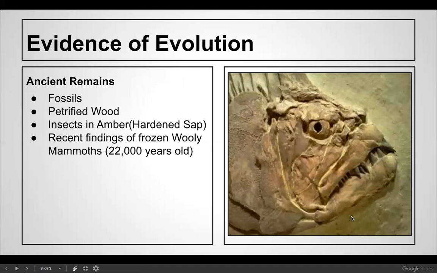One of the pieces of evidence that allows us to come up with the theory of evolution is the fossil evidence. If you look at the picture on the right, this is a fossilized remain of a fish from a long period of time ago. And fossils can be derived from rock or from wood. We have fossilized remains of insects in amber, much like Jurassic Park. Recent findings of frozen woolly mammoths 22,000 years ago. So there are lots of different ways that we can look at fossilized remains and actually the actual creature itself.